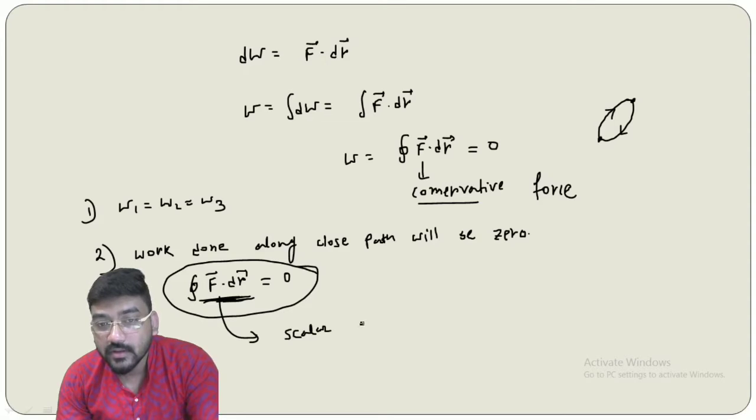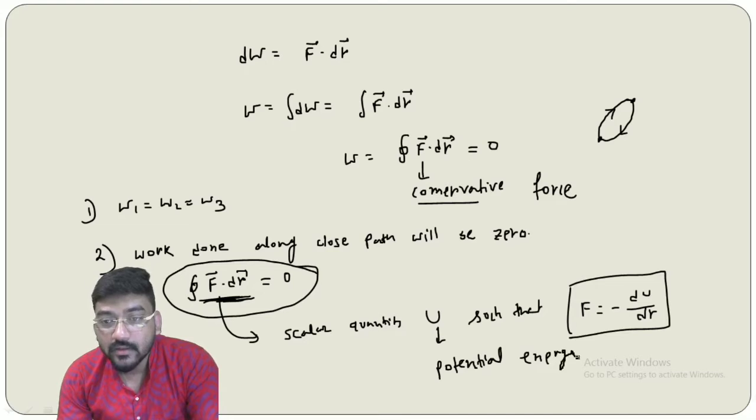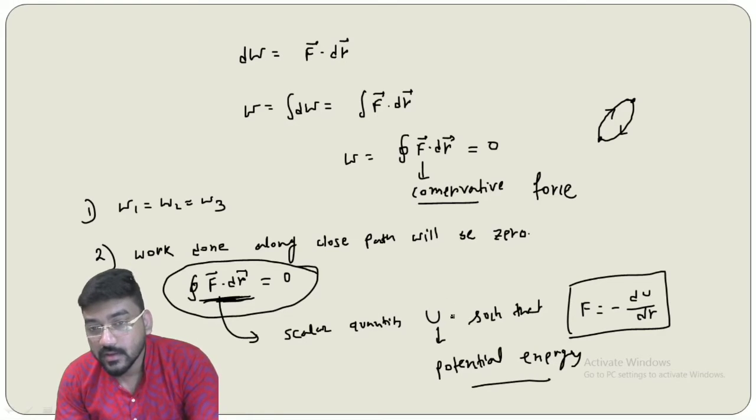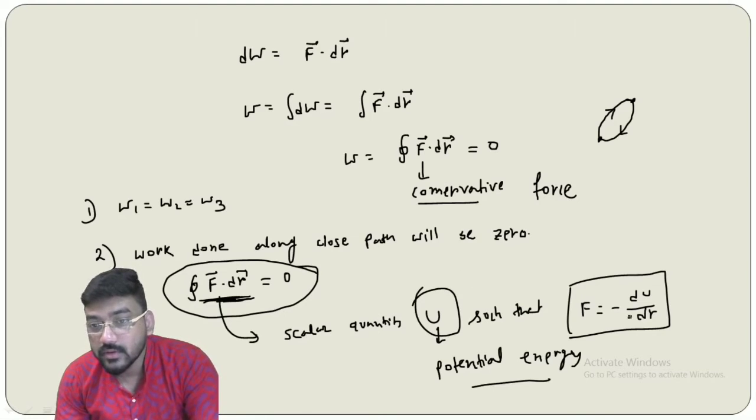You can say there is a scalar quantity u such that F is equal to minus du by dr. We will see later on that this u is called potential energy. And this only resides within the field of conservative force. So it cannot exist without conservative force.